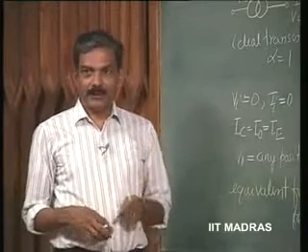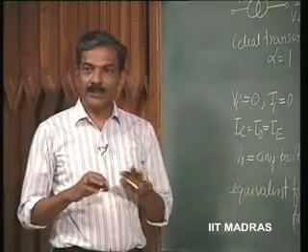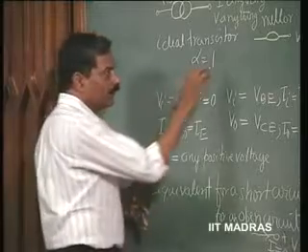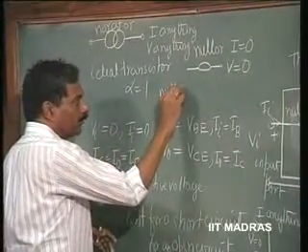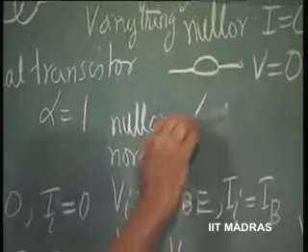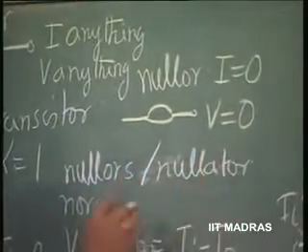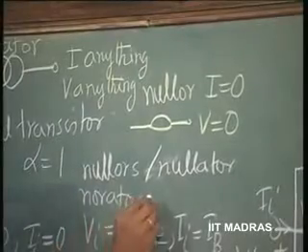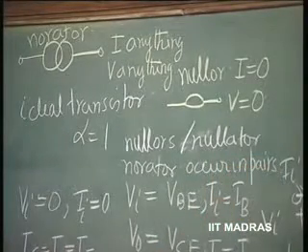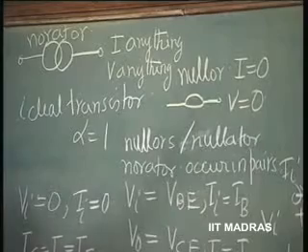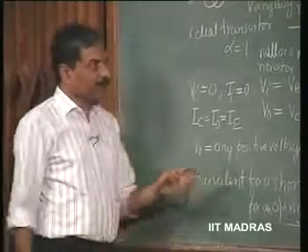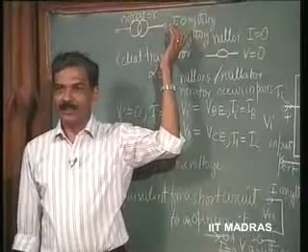Another thing, according to the theorem, nullators and narrators cannot occur individually. They always occur in pairs. For physical existence of these blocks, nullators and narrators occur in pairs. That means if there is a nullator, there should be a narrator corresponding to that somewhere in the network. Okay? They always occur in pairs. So physically you cannot have only a nullator existing or a narrator existing.